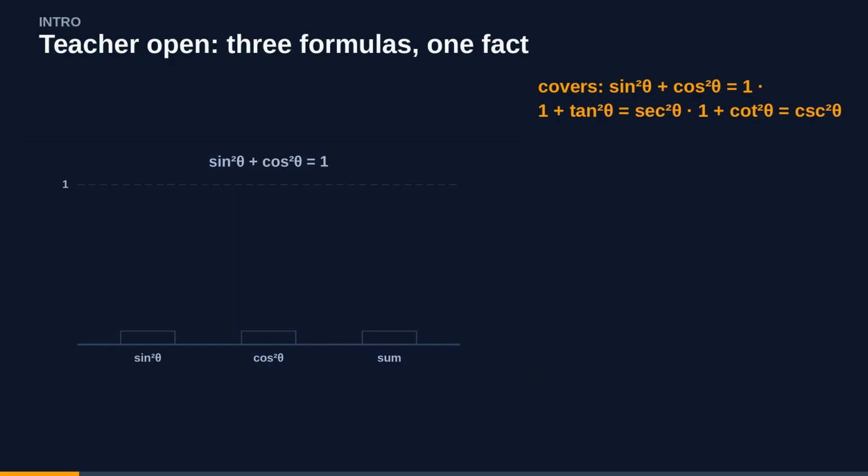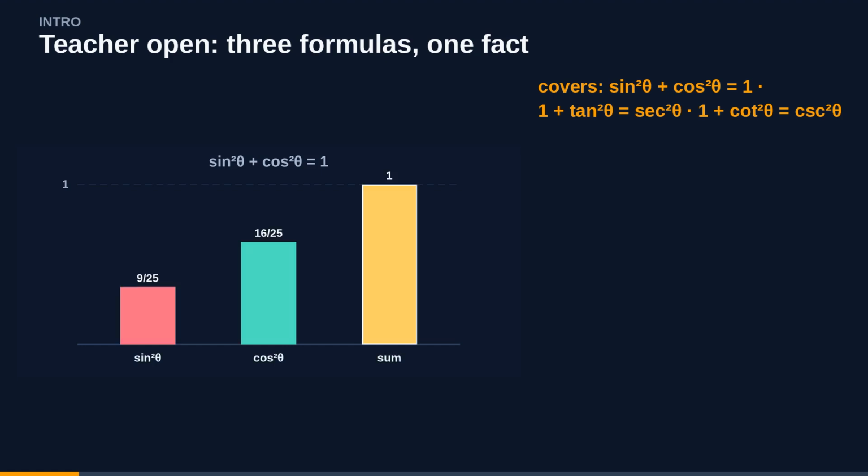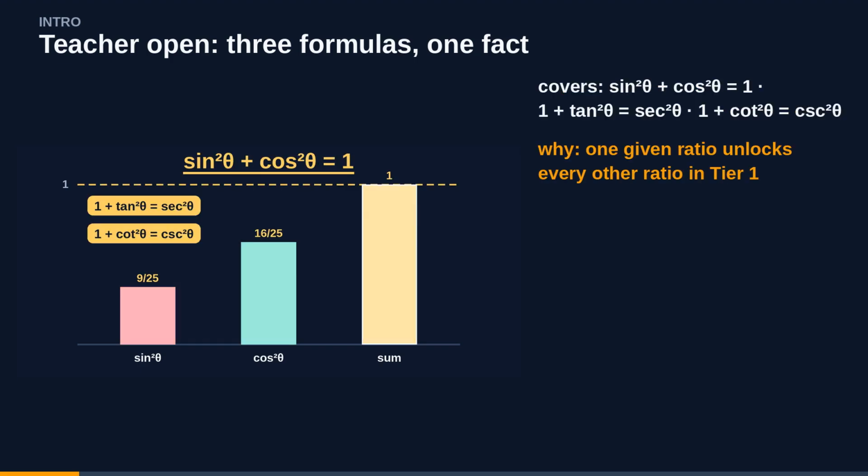Today, let's learn the three Pythagorean identities. The first is sin² plus cos² equals 1. Its two cousins say 1 plus tan² equals sec² and 1 plus cot² equals csc². In SSC CGL Tier 1, question after question hands you a single ratio and demands a different one, and these identities are the bridge between them.